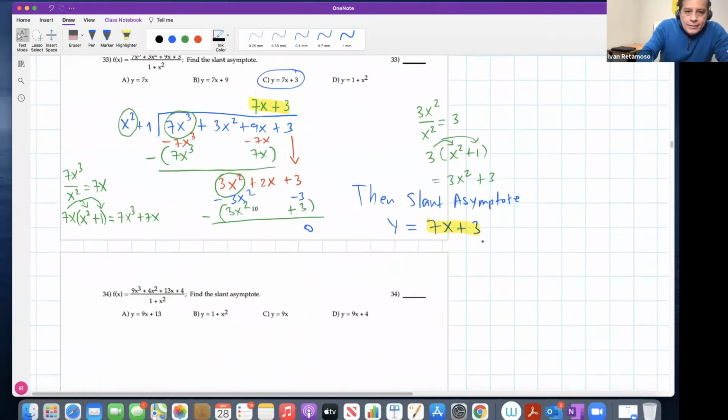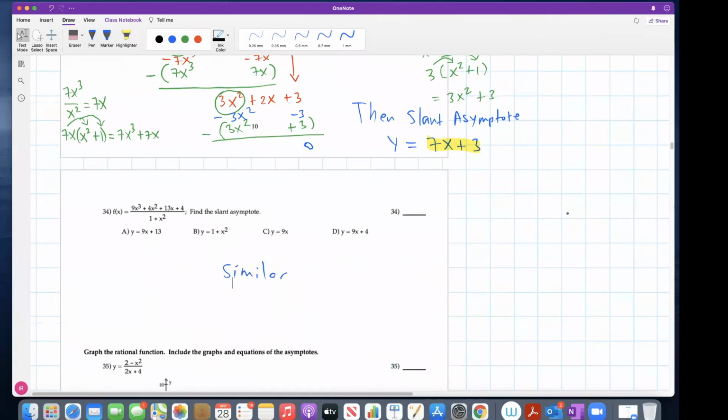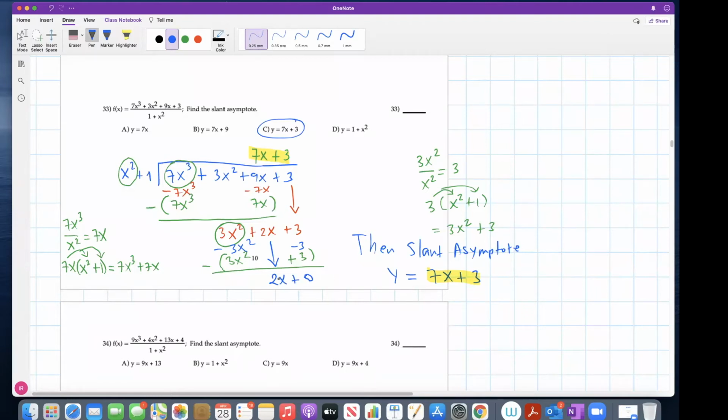Next, this one is similar, right? So you can do it at home. Hi, Professor. Yeah, go ahead, Yulan. Remainder should have a 2x, right? 2x. Julian, excellent. Very good. There is some remainder, right?